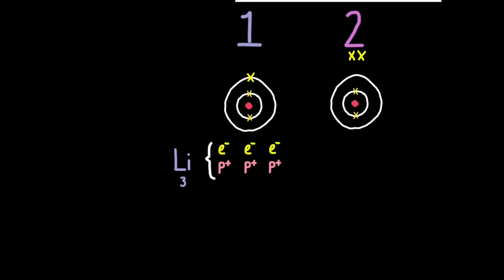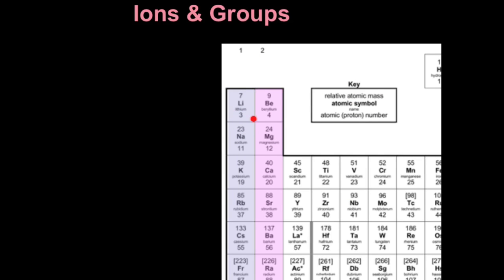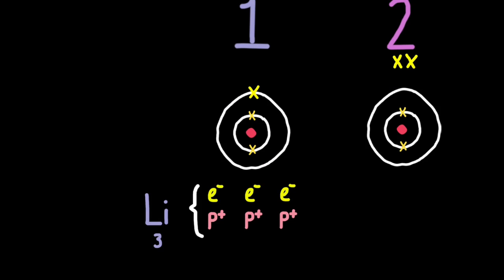Let's take an example. Let's look at lithium from group 1. Lithium has an atomic number of 3. You can see that over here, lithium atomic number 3. What that tells us is that lithium has 3 protons, 3 positively charged particles in its nucleus, but it also has 3 electrons in its shells, negatively charged. Because there's 1 negative charge for every positive charge, the overall charge of the atom is neutral or 0, because protons and electrons have equal but opposite charges.